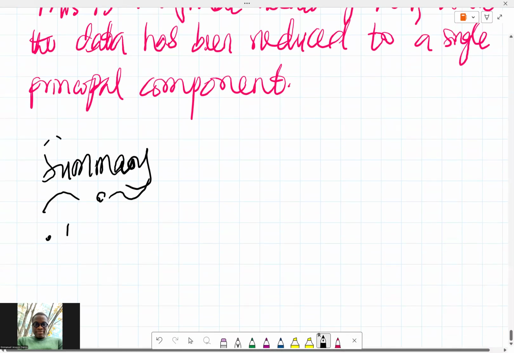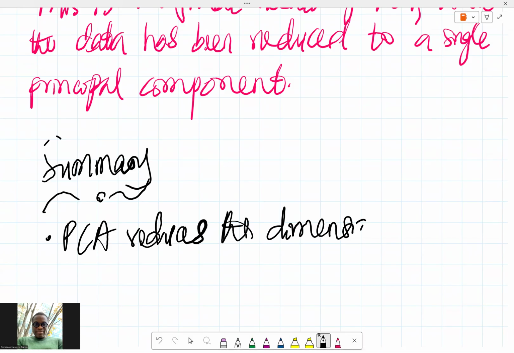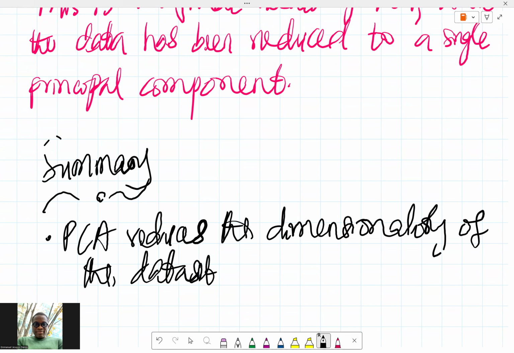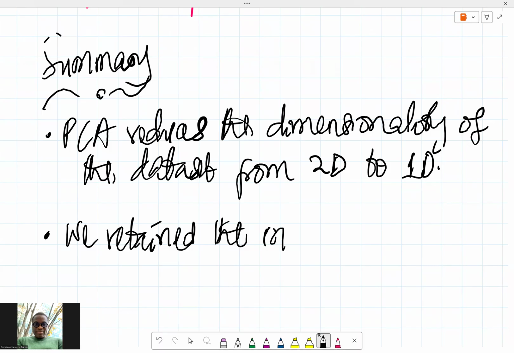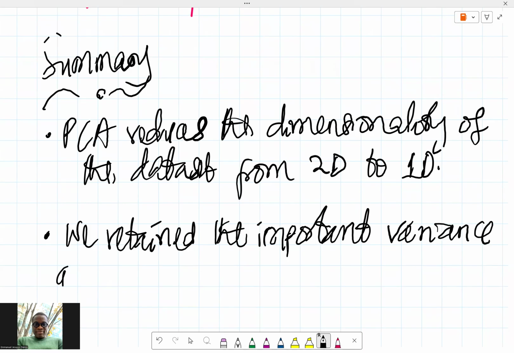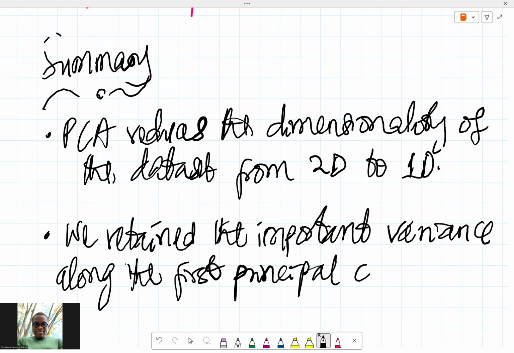So in summary, we see that PCA reduces the dimensionality of the data set from 2 dimensions to 1 dimension. That's the first point. The second point is that we retained the most important variance along the first principal component. And that is one very vital application of eigenvalues and eigenvectors in data science, talking about principal component analysis.